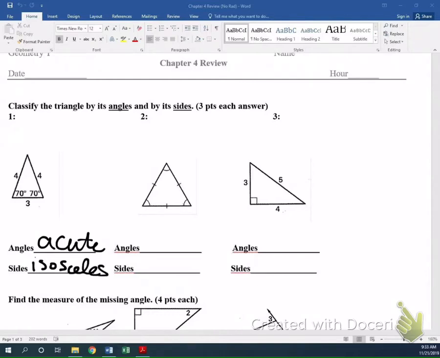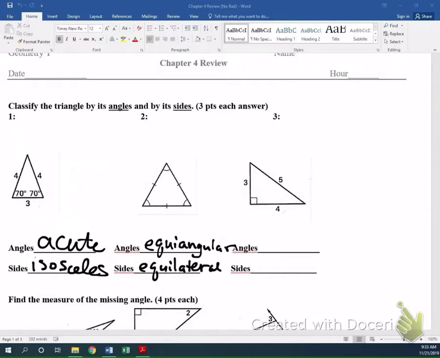Acute is when all the angles are less than 90. Isosceles is when two of the sides are the same. Second one, by angles. Equiangular. Equiangular, good. And by sides? Equilateral. I can just do flips.